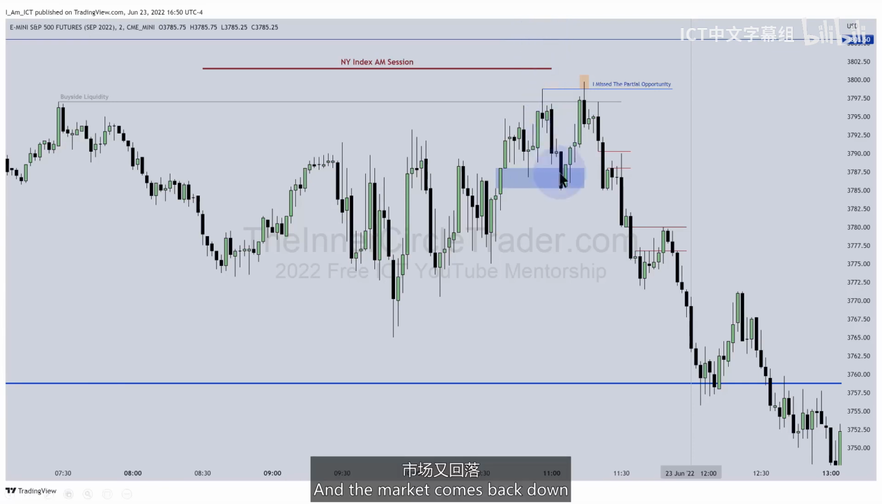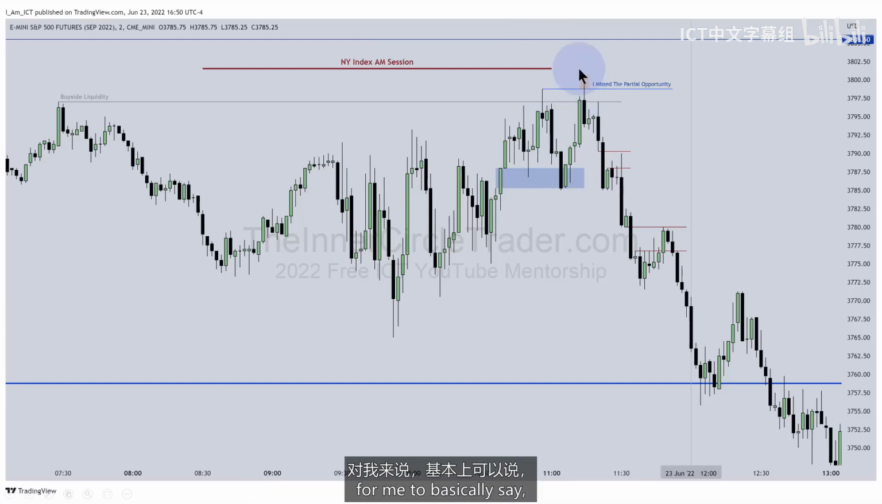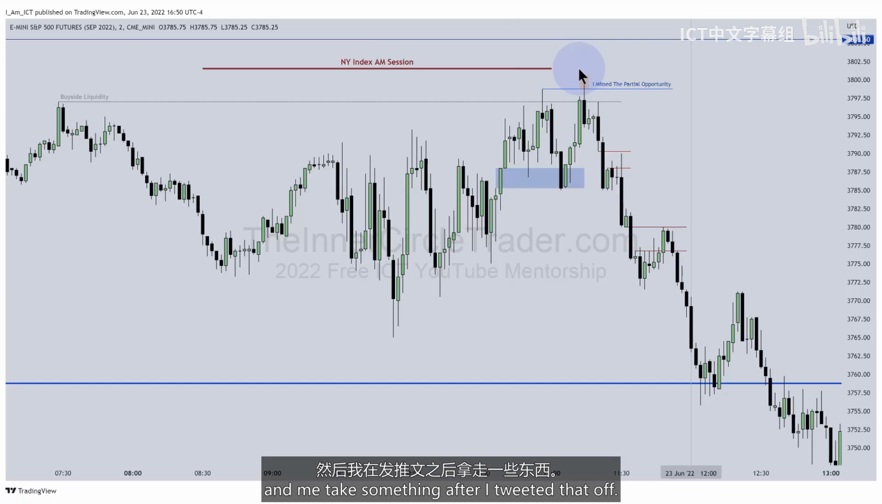And the market comes back down into the fair value gap again once more, and then rallies above the short-term high here. This right here would have been a nice opportunity for me to basically say, pay the trader, and take something after I tweeted that off. But I didn't, because I wanted this level here.